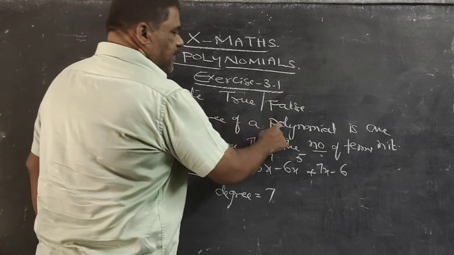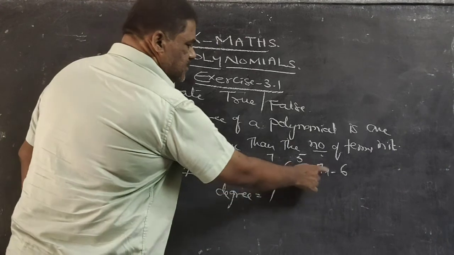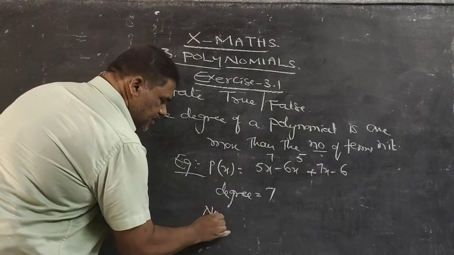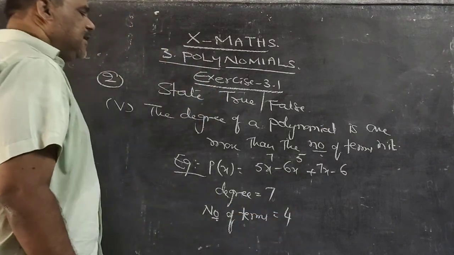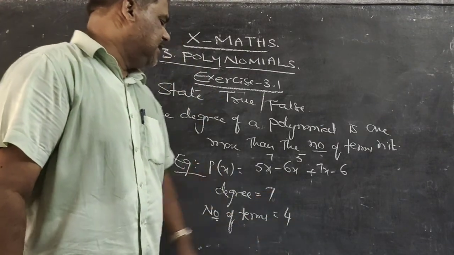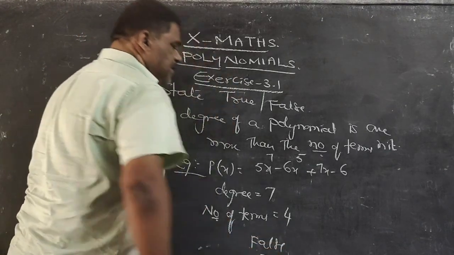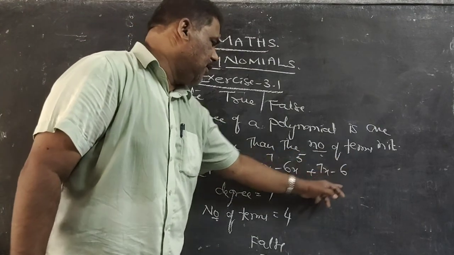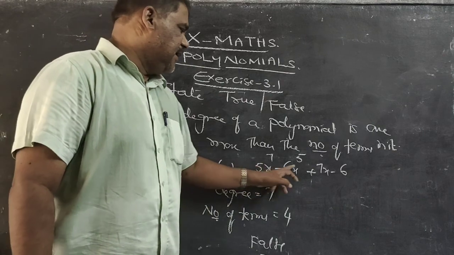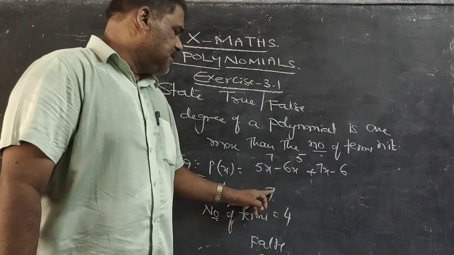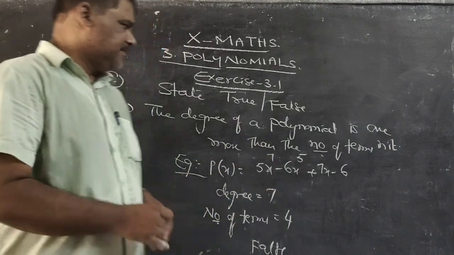What is the given statement? The degree of the polynomial is 1 more than the number of terms in it. Here the number of terms is 4. So the given statement is false. With this example we can say that it is a polynomial and here the highest power of x is 7, so the degree is 7 and it has 4 terms. That means the degree is not 1 more than the number of terms. So the given statement is false.